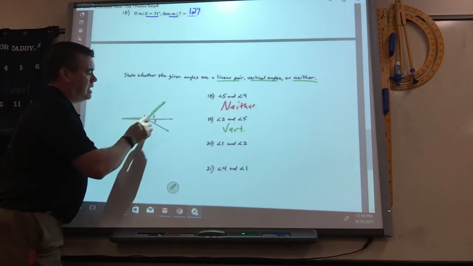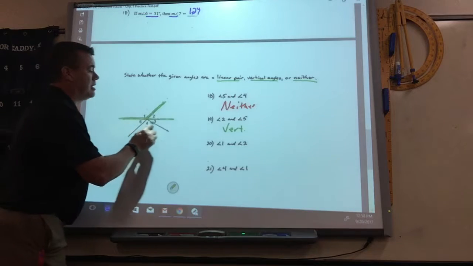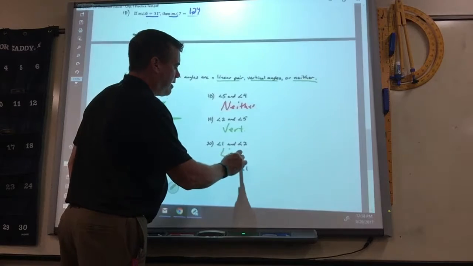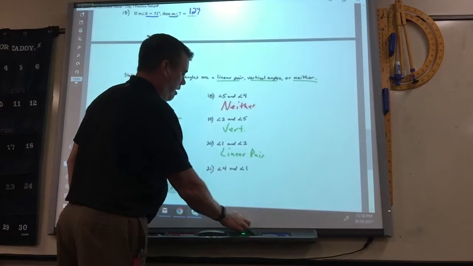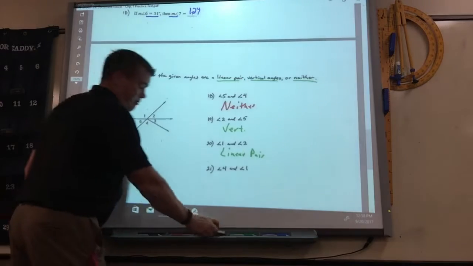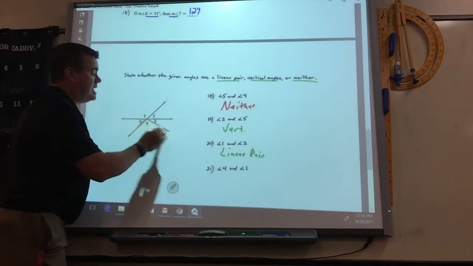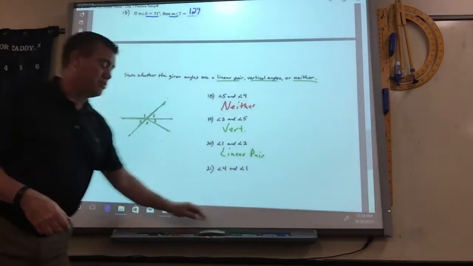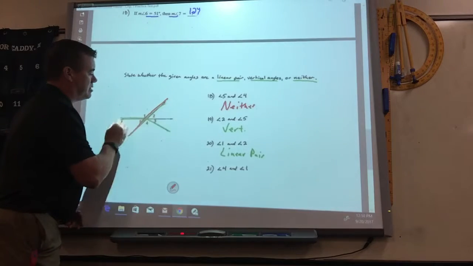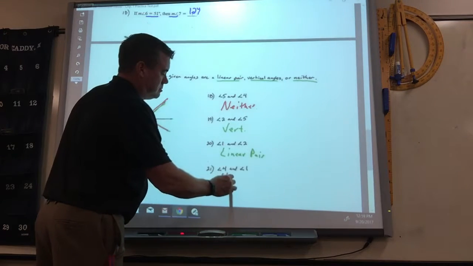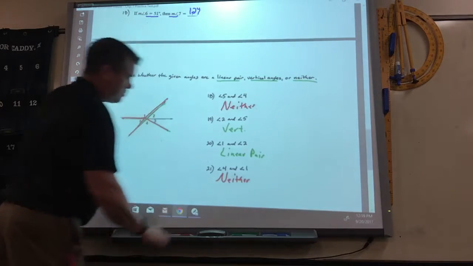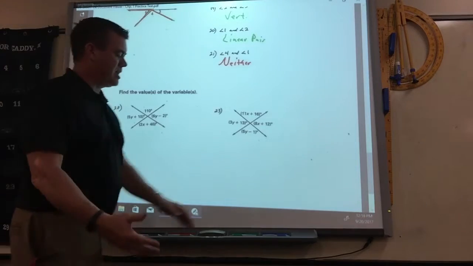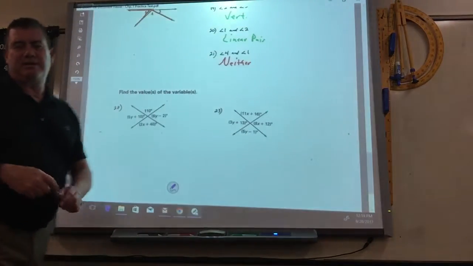Angle 1 and angle 2. Those are a linear pair because they make a straight line. 4 and 1 are neither. Some people might think it's vertical because they are across from each other, but they're not straight lines, right? This one is a straight line, but this one is not.